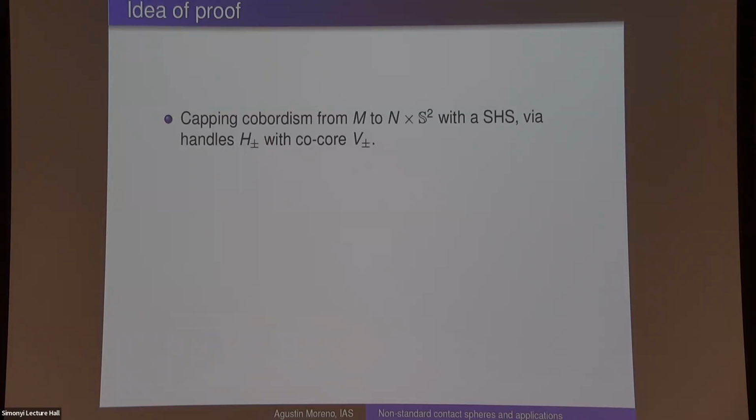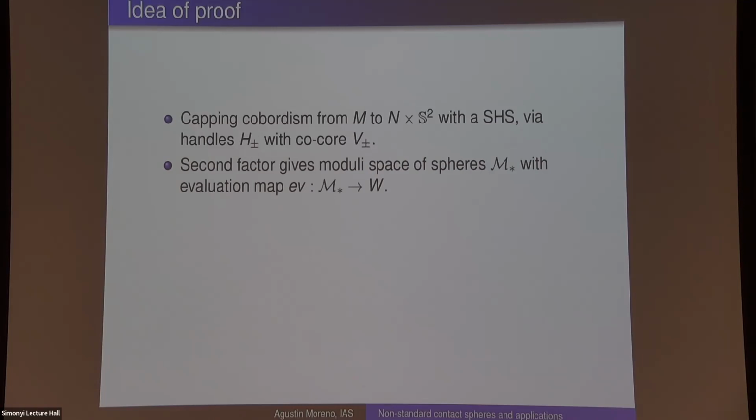So imagine you take a collar neighborhood of the dividing set, and then you glue in V plus times disk. So you collapse the S1 factor, and there are two disks on one side and the other glued to a sphere. So this is the positive end of this cobordism, and this is actually a stable Hamiltonian manifold. So it comes with some stable Hamiltonian structure. And the way you do this is by handles which have co-cores, the V plus and V minus pieces.